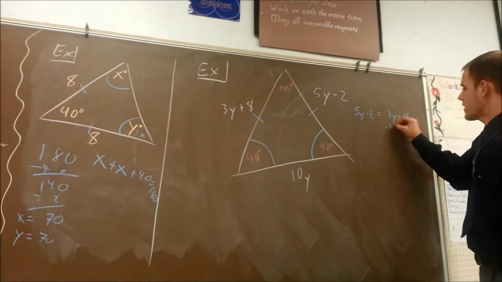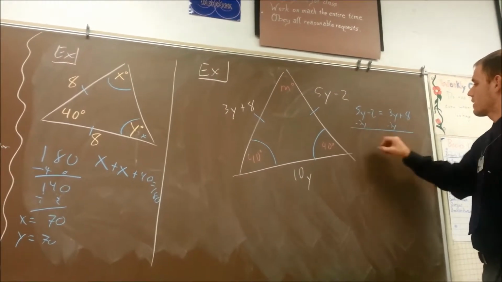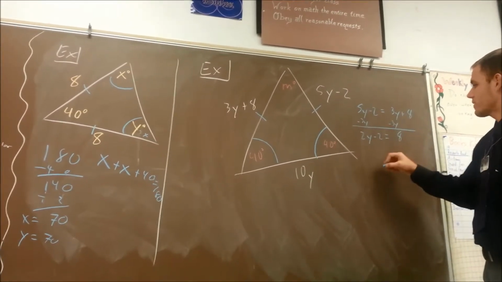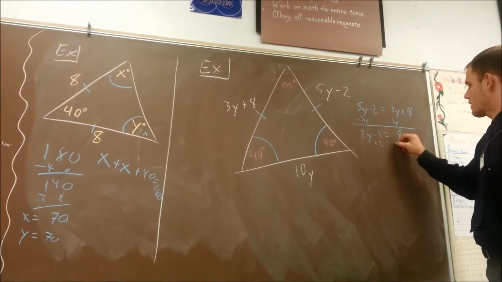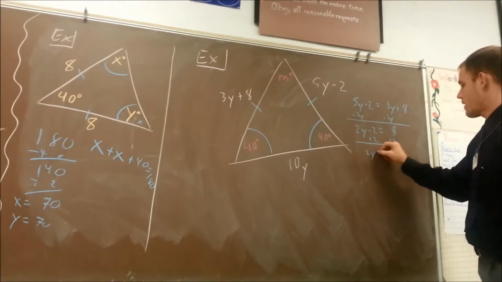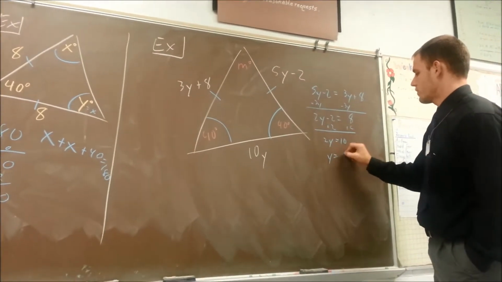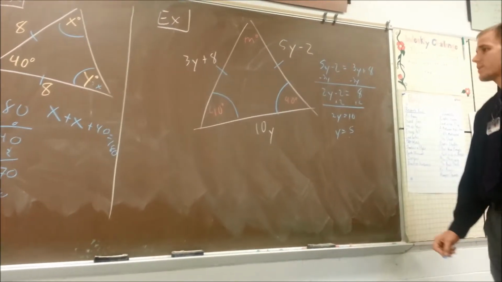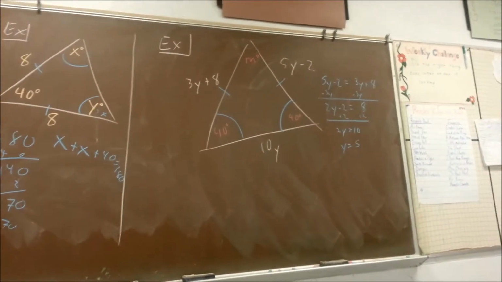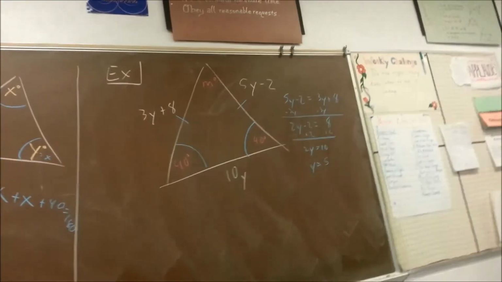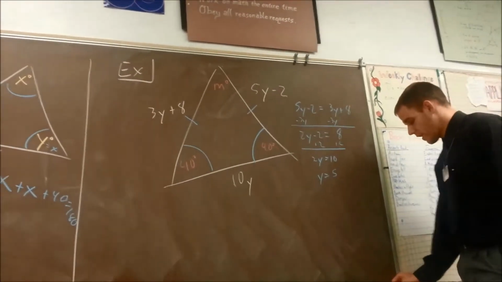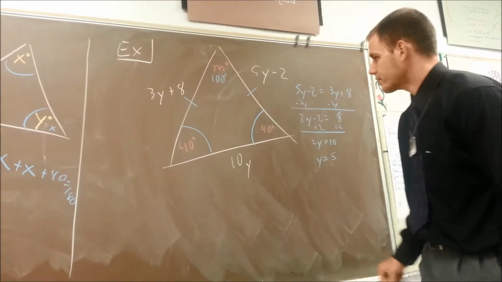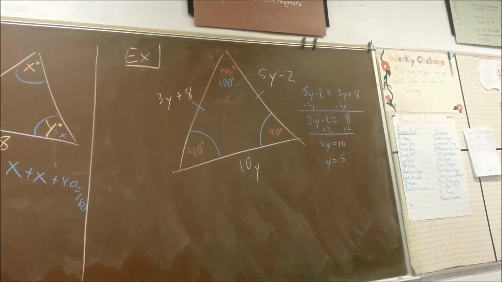And we do a little bit of algebra from there. Subtract 3y from both sides. 2y minus 2 is equal to 8. Add 2 to both sides. 2y equals 10, so y is equal to 5. Now, that's great. How many degrees is angle M going to be? Ma'am? 100. You are correct. It has to add up to 180 degrees. That's 100 degrees.